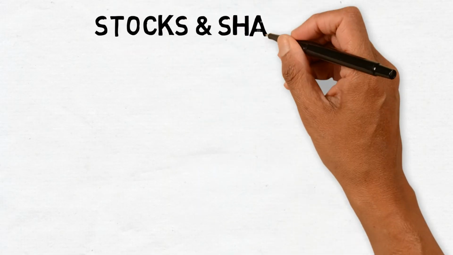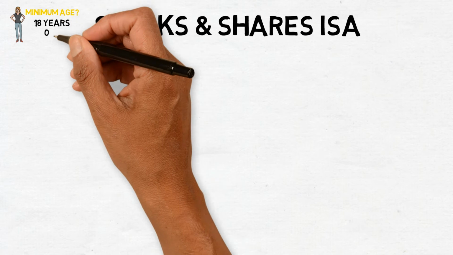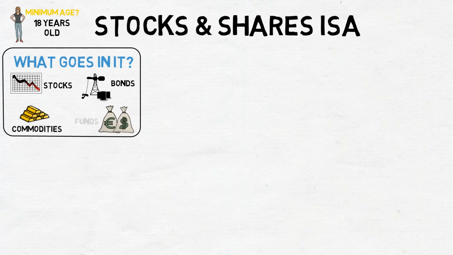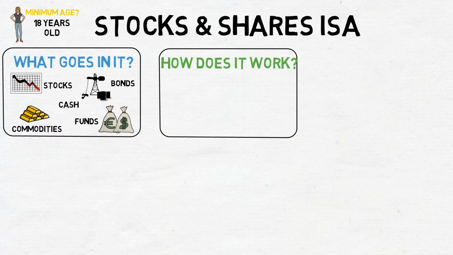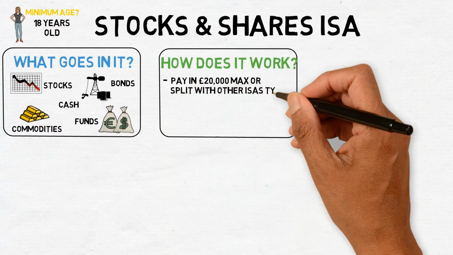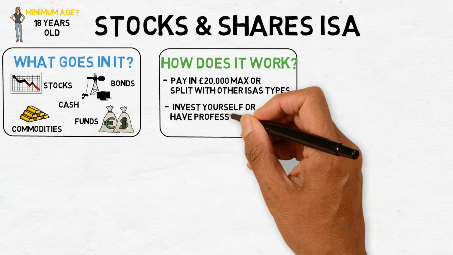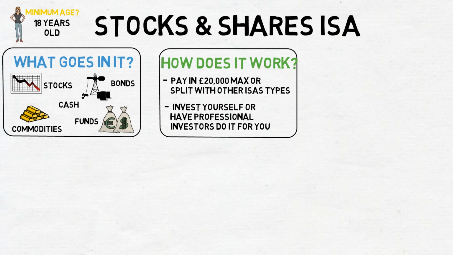To open a stocks and shares ISA, you must be 18 years old or above. With this ISA, you can invest your money in stocks, commodities, bonds, funds, and you can also deposit cash. Like the cash ISA, each tax year you can pay in the entire £20,000 ISA allowance or split the allowance with your other ISAs. You can decide where to invest your money by using platforms like Freetrade or leave it to the professionals such as Hargreaves Lansdown.